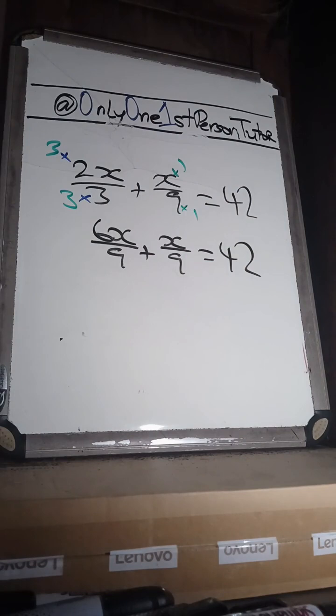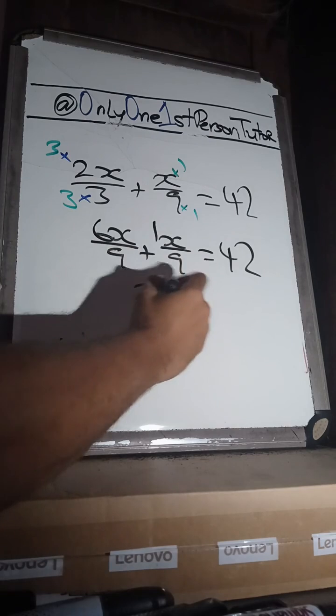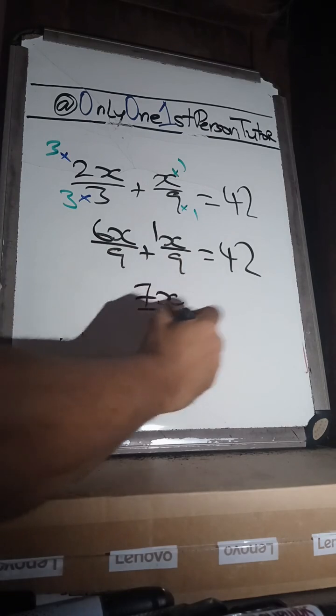Again, I used to get confused with this. 6x plus x, I used to just write back 6x. But in reality, you put a 1 in front of that. Now you can clearly see what is happening. 6 plus 1 is equal to 7, so you have 7x over 9.